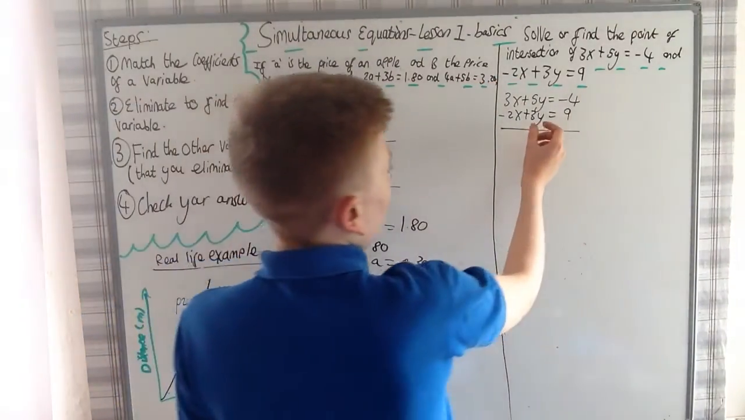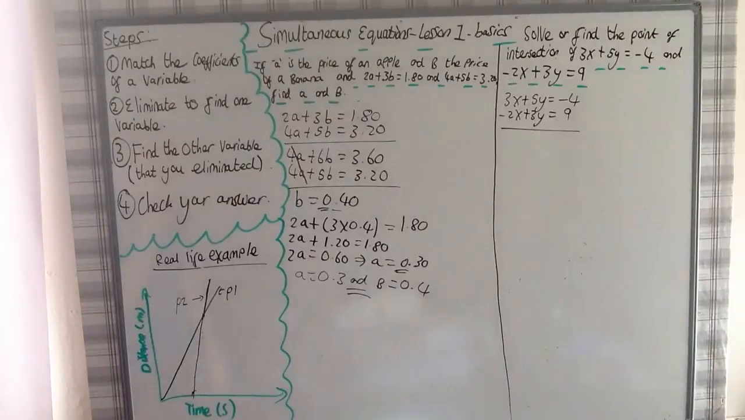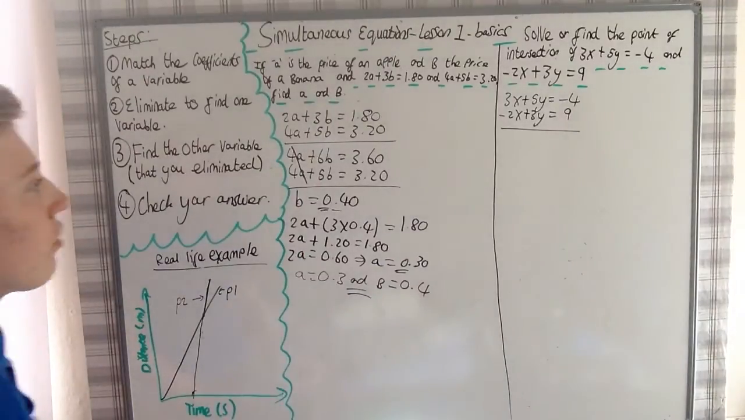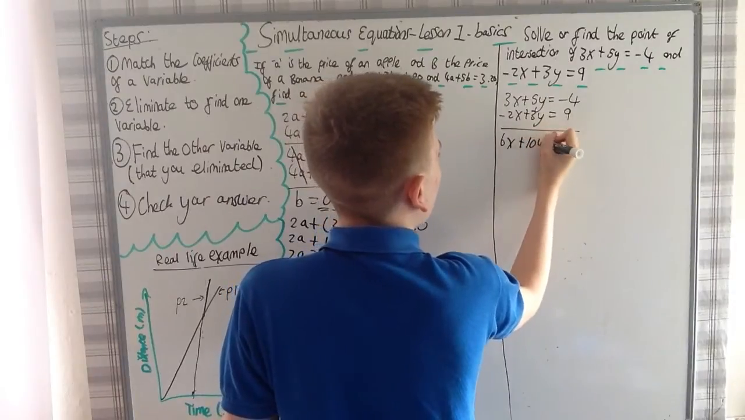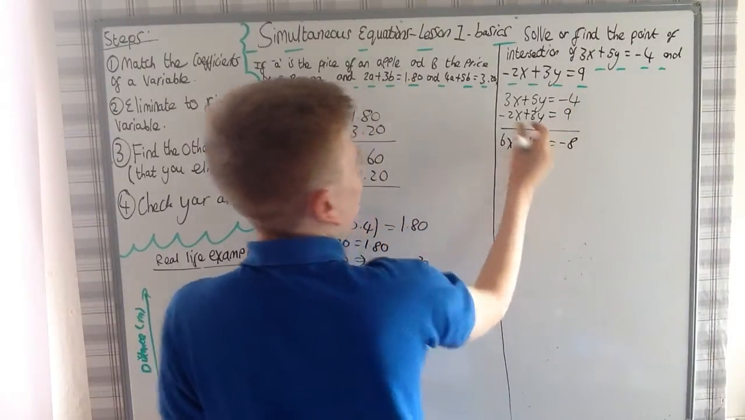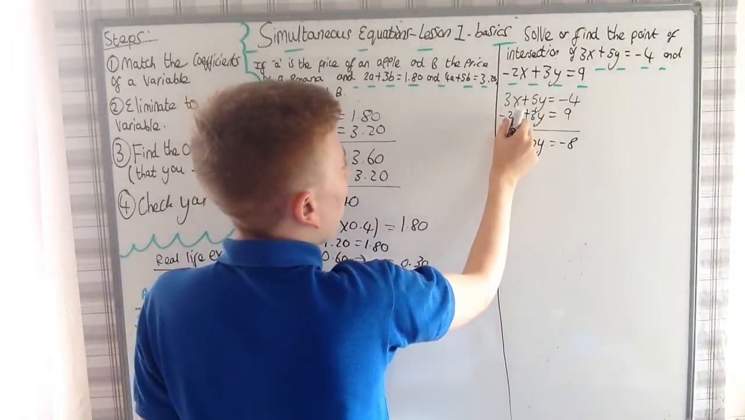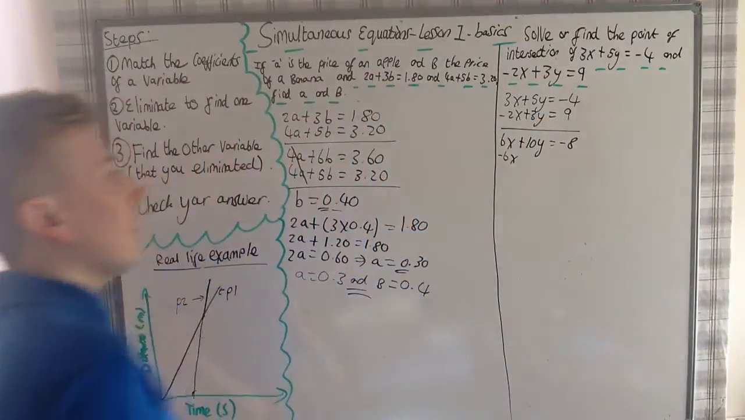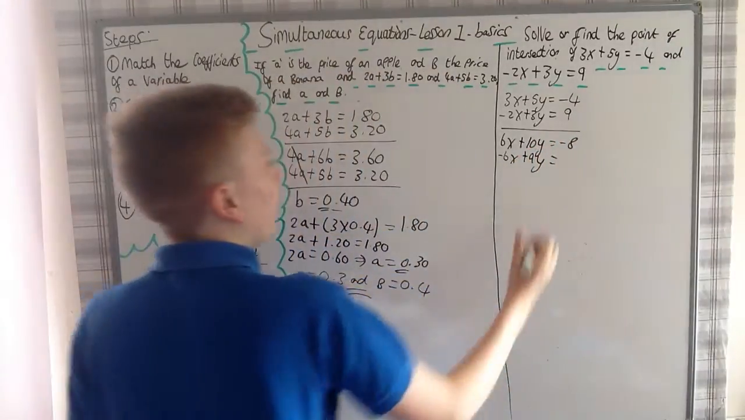So we could multiply the top one by 3 and this one by 5 to get the y's the same. However, we could multiply the top one by 2 and the bottom one by 3 and we'd get the x's the same. So if we multiply the top one by 2, we get 6x plus 10y equals, well, minus 4 times 2 is minus 8. Be careful with the negative there. With this one, if we multiply this by 3, we then get the coefficient of x to be the same. Minus 2 times 3 is minus 6x. 3y multiplied by 3 is 9y. And 9 times 3 is 27.